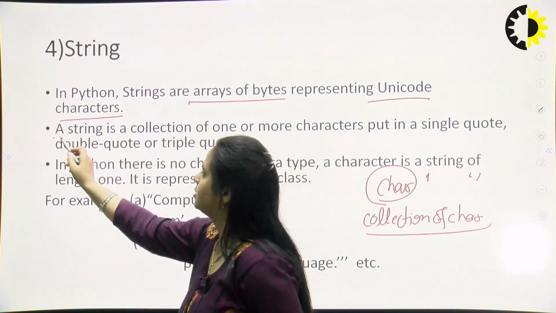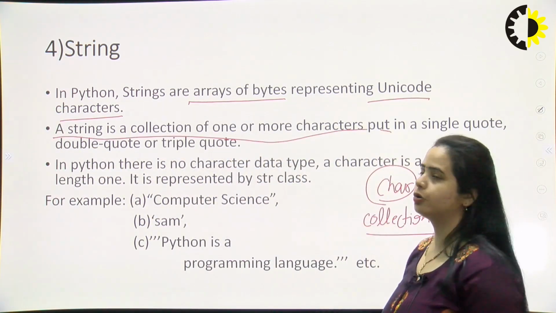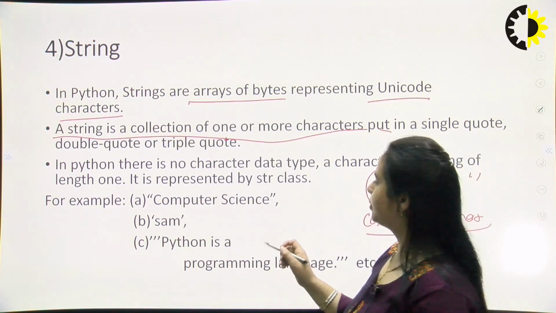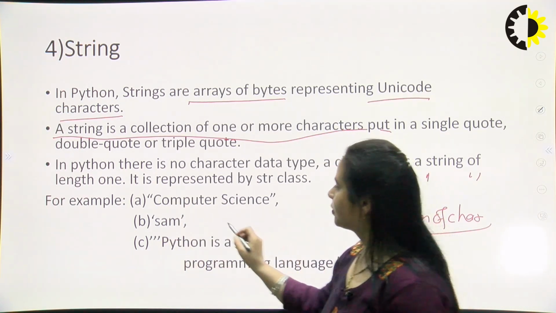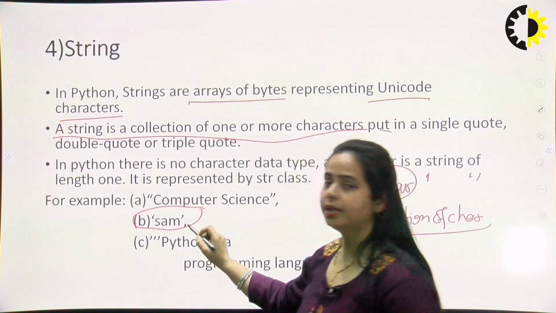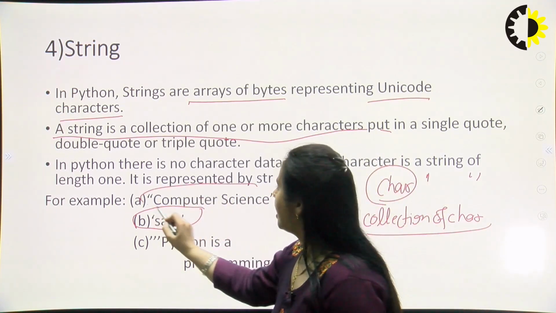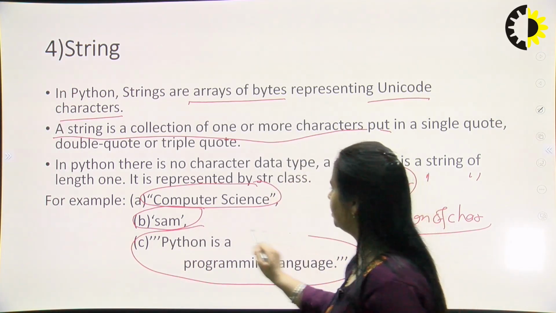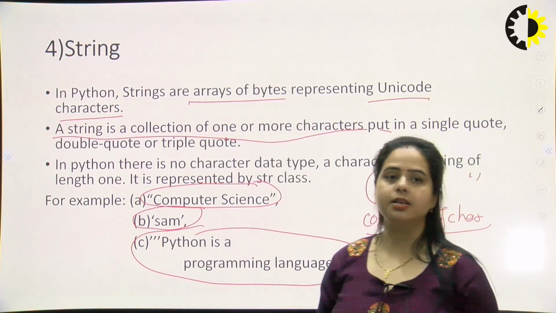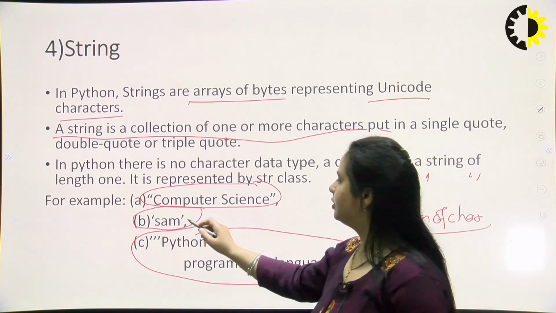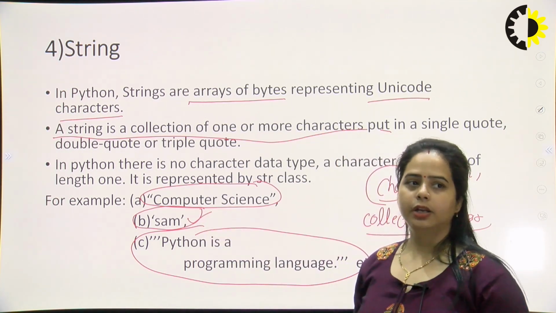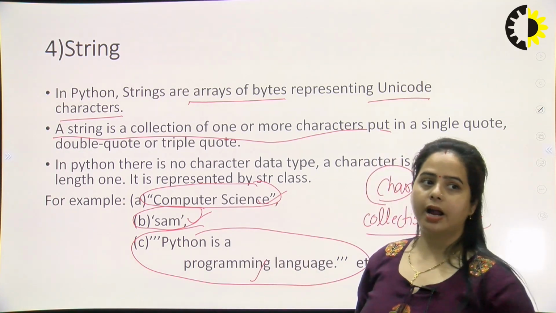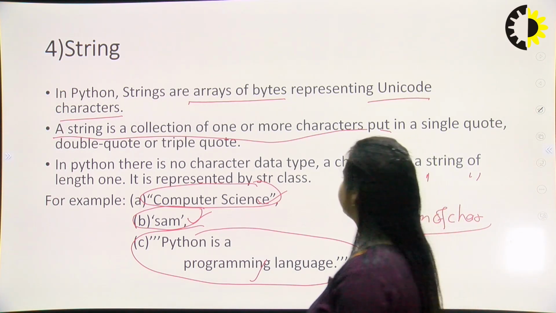Now here, this is the definition of a string. A string is a collection of one or more characters put in single quotes, double quotes or triple quotes. Here you can see these are the examples of a string. In the first example, I have put my string in single quotes. In the second, I have put my string in double quotes. And in the third example, I have put my string in triple quotes. Now, what is the reason behind that? If my work is done with the help of single quotes, then why do I have to take the overburden of double quotes and triple quotes? So there is a reason behind the three representations of a string.